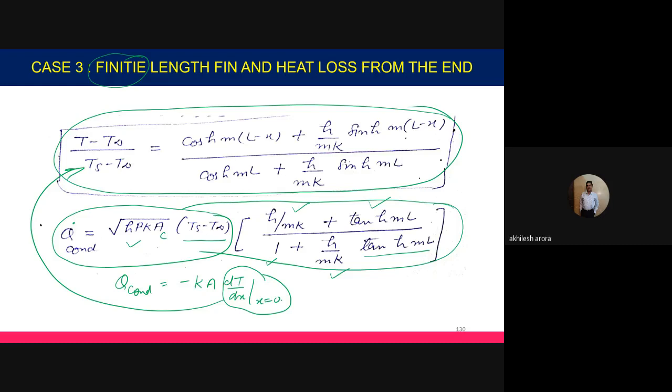You remember that in that particular case theta by theta s is equal to cosh m(L − x) divided by cosh ml, and then its heat transfer rate is also quite easy, which was square root of hPkAc into (Ts − T infinity) into tanh ml. So that's quite easy to remember. And in the present case, we have considered that the fin is of finite length and there is heat loss from the end also, and it's not a practical case, but yes, we have derived the expression for it.